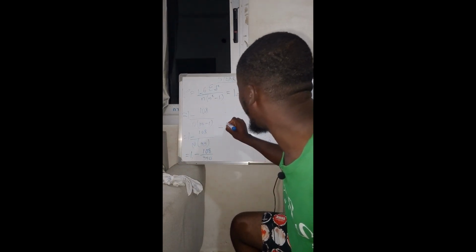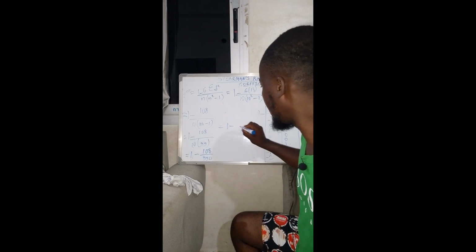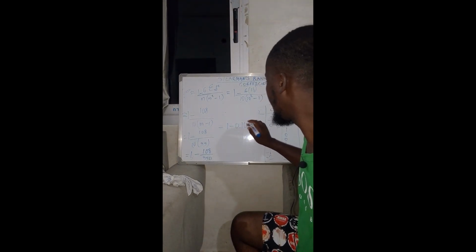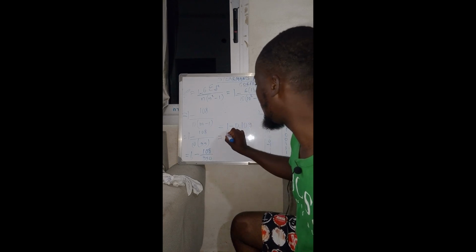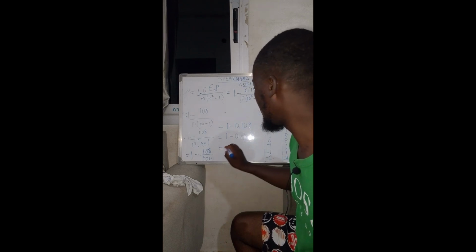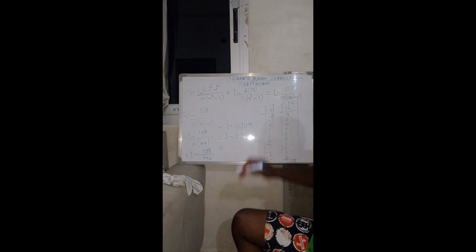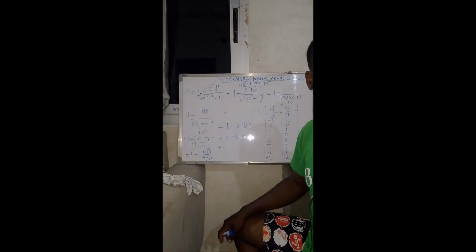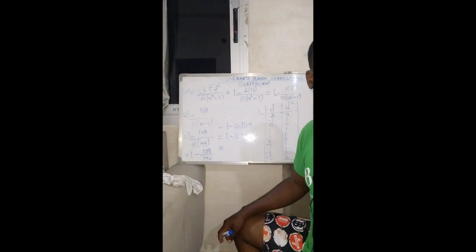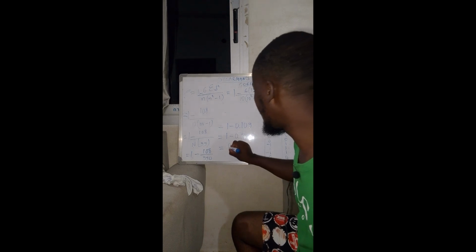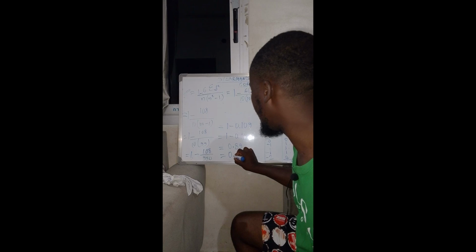So rho is equal to 1 minus 0.109. We can approximate this as 1 minus 0.11. So rho is equal to 1 minus 0.11, which is equal to 0.89, which is about the same thing as 0.9.